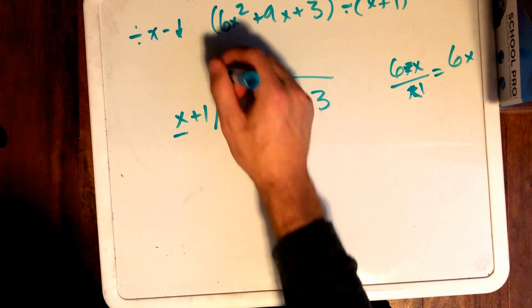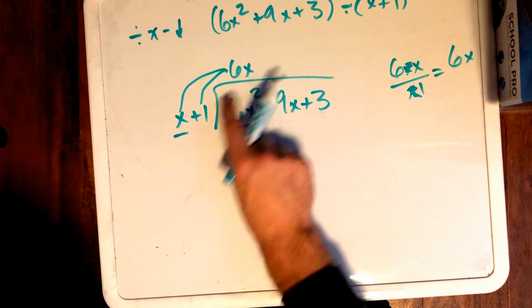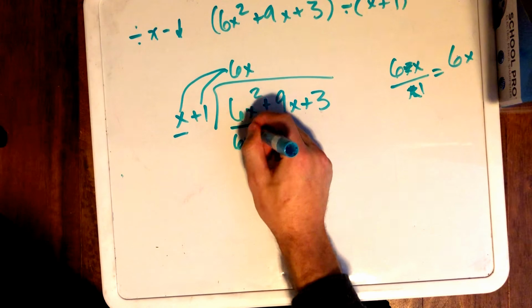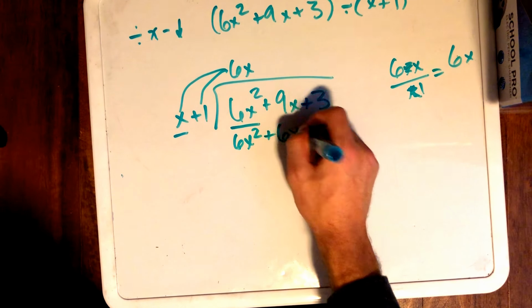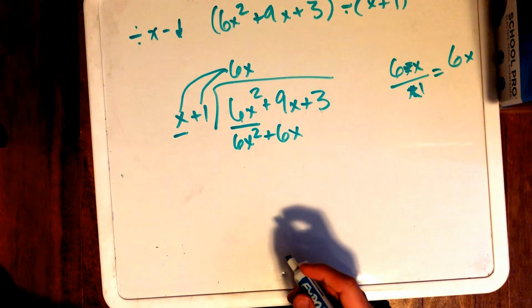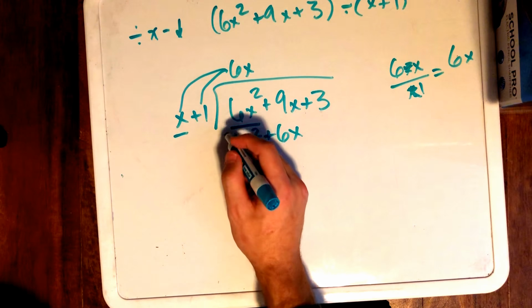So if we were to go back to our rainbows like we did earlier, we're multiplying it by both these guys. So if we do 6x times x, we have 6x squared. And then if we do 6x times 1, we have a positive 6x. Okay, so our division was a little different, our multiplication was a little different. Now our subtraction is going to be a little different as well.